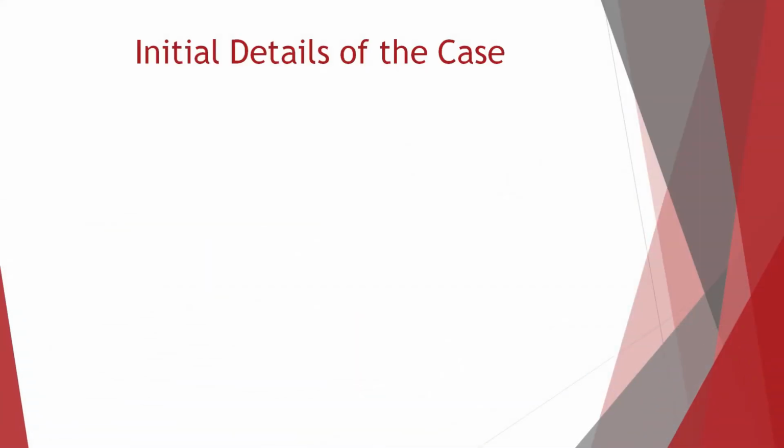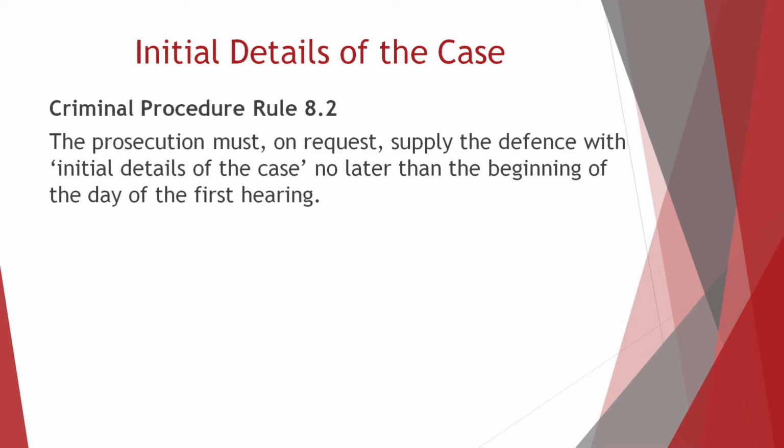Initial details of the case. Criminal Procedure Rule 8.2 requires that the prosecution must, on request, supply the defence with initial details of the case, no later than the beginning of the day of the first hearing.